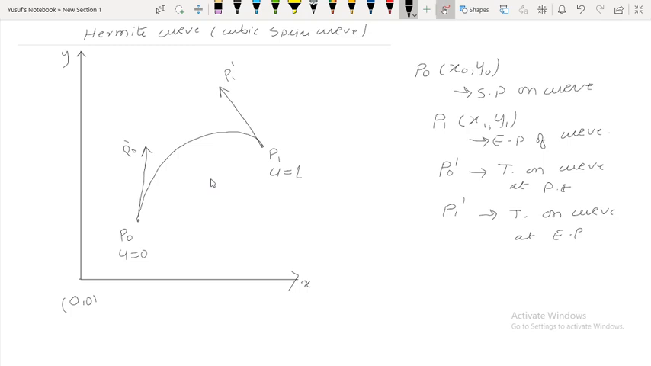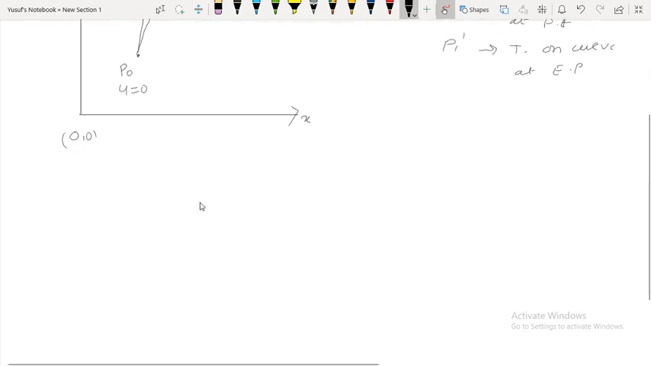coefficients of the equation. So suppose the cubic equation will be, here I'm writing the cubic equation for the curve P. P is the equation to calculate the points on the curve with parameter u. Summation i equal to 0 to 3, because it's the cubic spline curve, Ci u raised to i. So this is the equation.